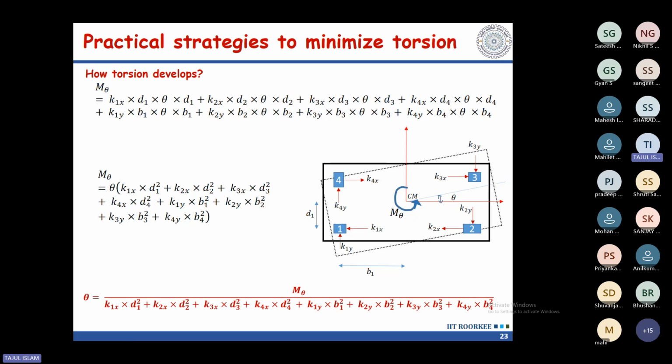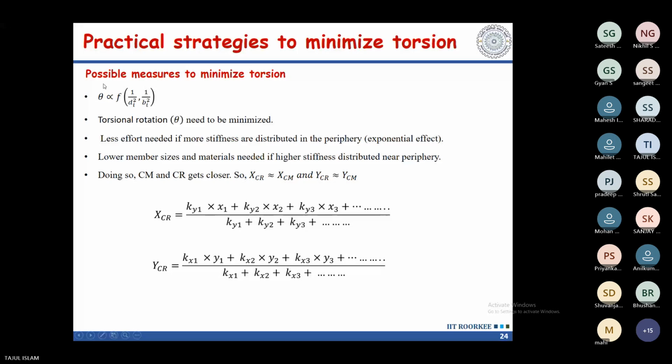So that's why I always say, as much as possible, try to locate your member as far away from the center as possible. If you are not willing to increase the stiffness, because increasing the stiffness will have less effectiveness, it is better to locate it away from the center instead of increasing the stiffness at a closer distance. Okay, so finally what you can say is this rotation is proportional to some function of the inverse of the distance in one direction squared, and the inverse of the distance in the other direction squared.